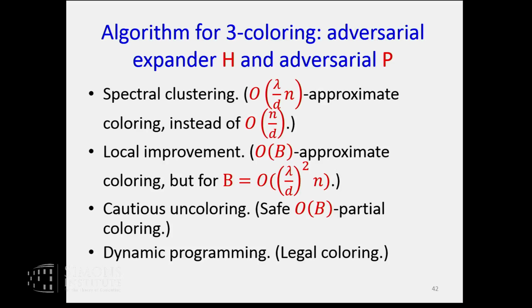The cautious uncoloring again gives a safe partial coloring as before, and then we have to finish off with a legal coloring with dynamic programming, but we need to color now more vertices than we had before, not exponentially small in D, but something like 1/d fraction of the vertices, or even a constant fraction of the vertices.